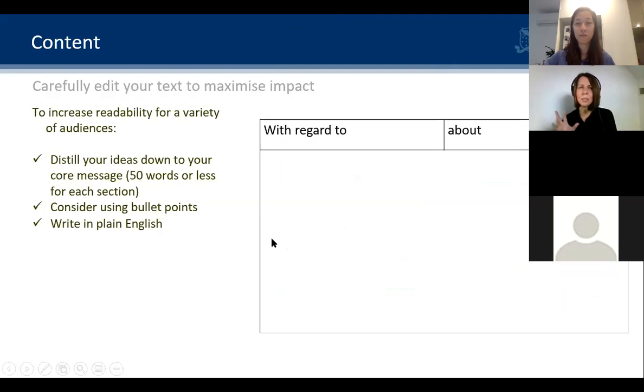There are some tricks around this too. The readability is affected by not just how many words you're including. A little rule of thumb, if you can, for each section, keep it to 50 words or less, which makes it easy for your audience to take in. Really consider using bullet points like we saw in poster B there on the right, because you can see how much those ideas can stand out for us. And write in plain English.